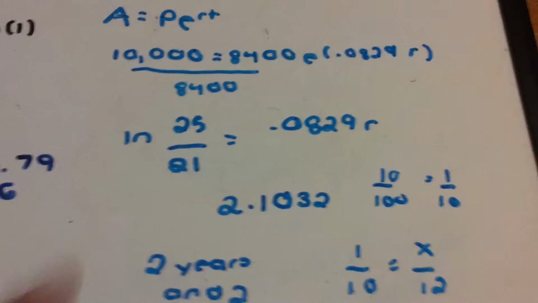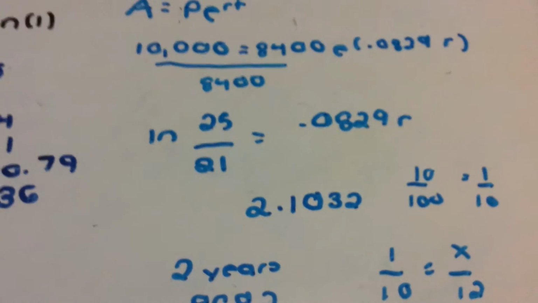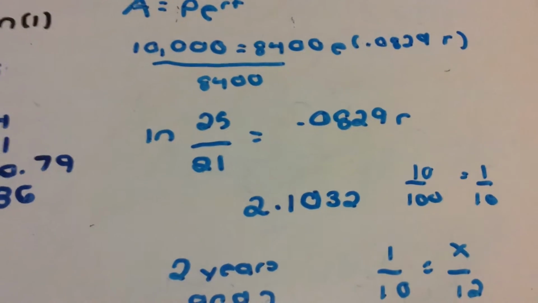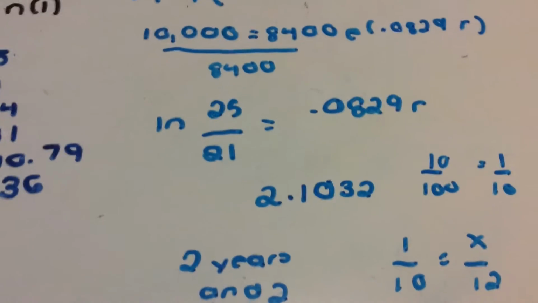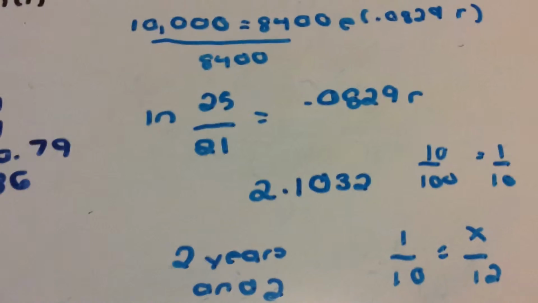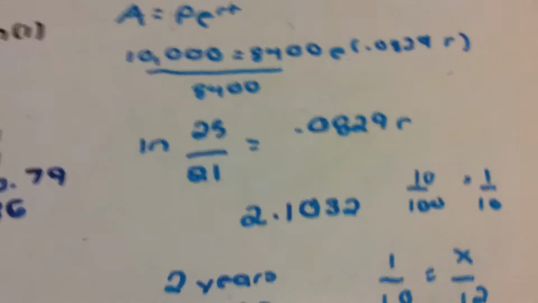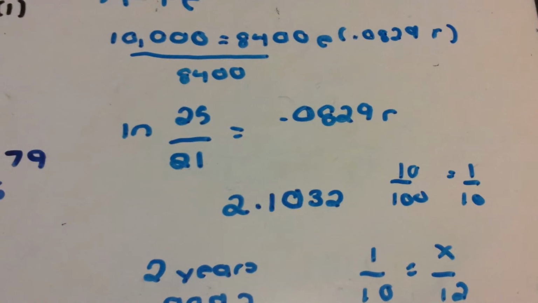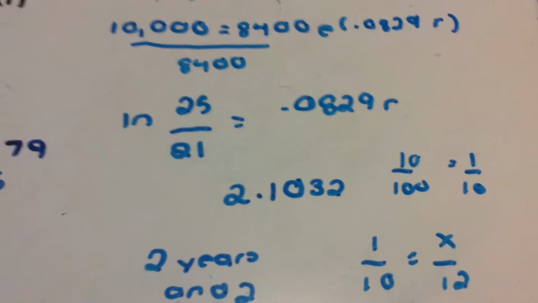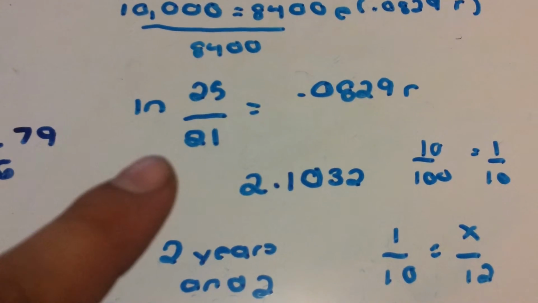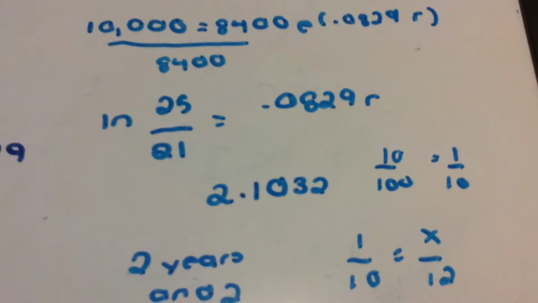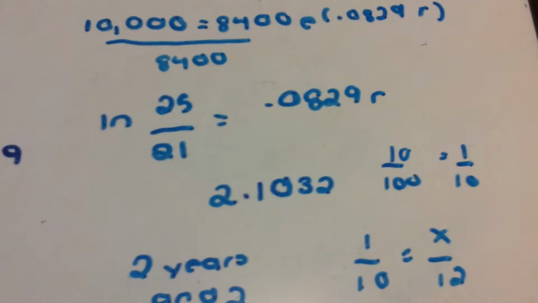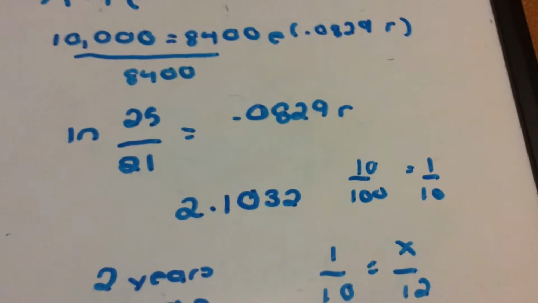So pretty much 10,000 is the amount he wants to end up with, 8,400 is the amount he invested, and 0.0829 is the interest rate that's given already from the problem. First, you would divide both sides by 8,400, and then you would get the simplified fraction of 25 divided by 21. You natural log both sides, and that would cancel out the e, so it would be the natural log of 25 over 21 equals 0.0829 times r.